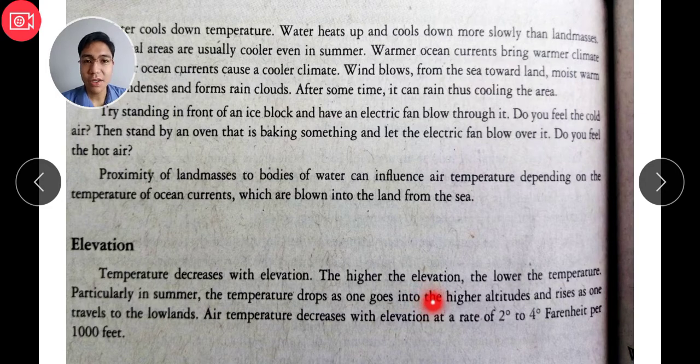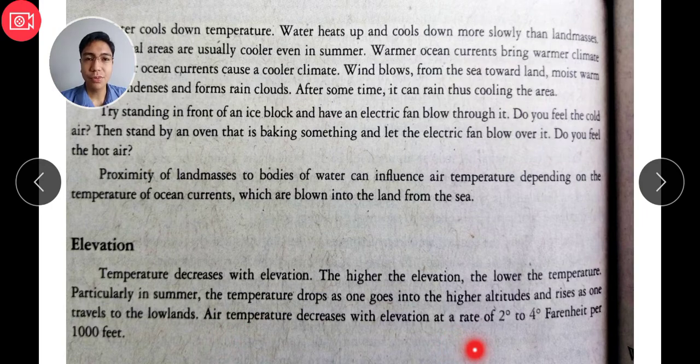So, the higher the elevation, the lower the temperature. In summer, particularly, the temperature decreases as one goes into the higher altitudes, and rises as one travels to the lowland. So, kapag nasa taas ka ng bundok, mas malamig. Pag lumukas na may lowland, sa paanan ng bundok, medyo mainit. So, bumababa ang temperatura ng hangin habang pataas ng pataas ang elevation.